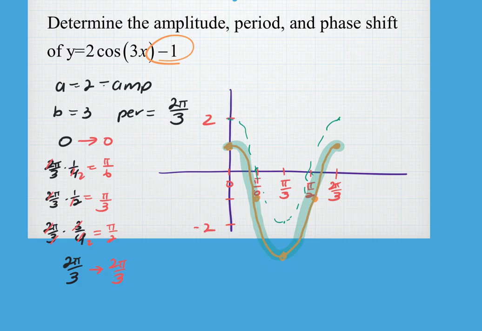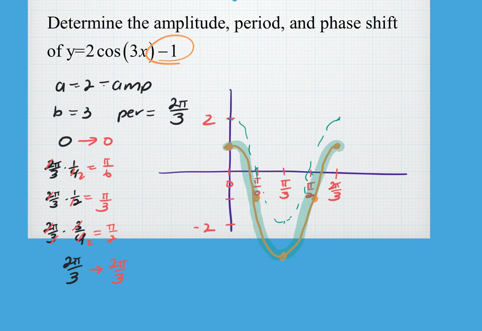All right, do this. All right, this is what you should have gotten. So your A is 2, which means your amplitude is also 2. Your B is 3, period is 2 pi over 3. Key point starts at 0, ends at 2 pi over 3, and then I did the 1/4, 1/2, 3/4, and you got 0, pi over 6, pi over 3, pi over 2, 2 pi over 3.